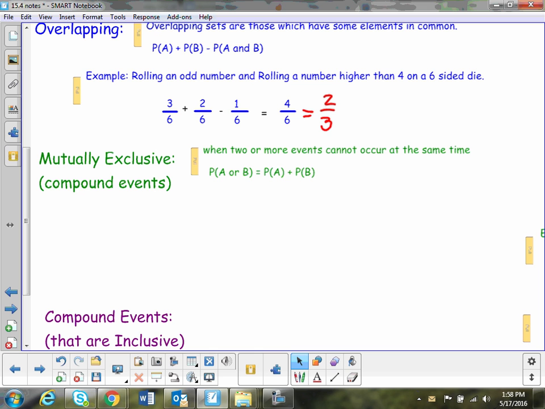So the probability of A or B is the probability of A plus the probability of B. Here's an example of that one. Probability of rolling a 4 or 8 on a 10-sided die. If I roll the die, can 4 and 8 pop up on the same roll? No. So that's why it means that it cannot occur at the same time.